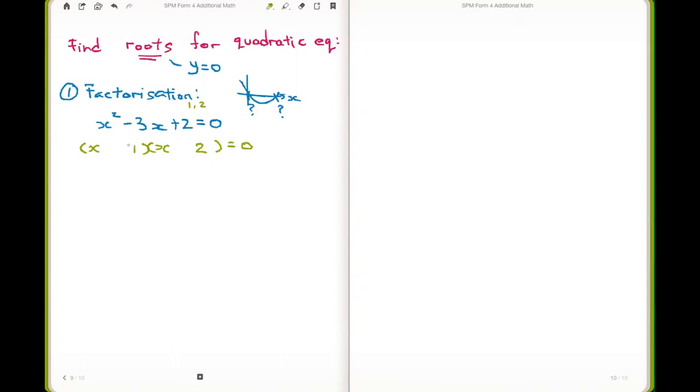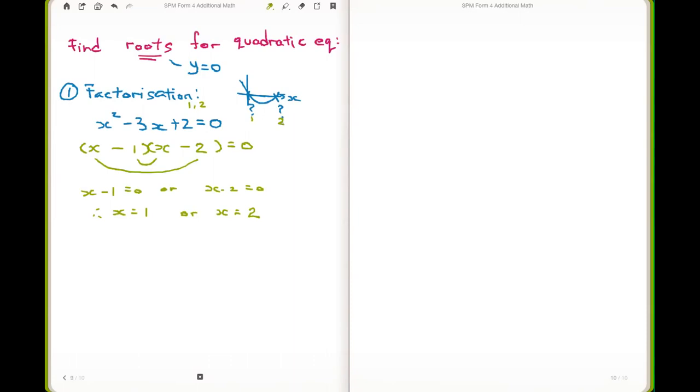So the only way is negative 1 times negative 2, you get positive 2. And negative x plus negative 2x, you get negative 3x. So this is what you have. And in order to get the roots, you equate it to 0. The product of the two brackets gives 0. It will be either x minus 1 is equal to 0 or x minus 2 is equal to 0. Eventually, therefore, your x is 1 or x is 2. This one will be 1 and this one here will be 2. Factorization is easy.